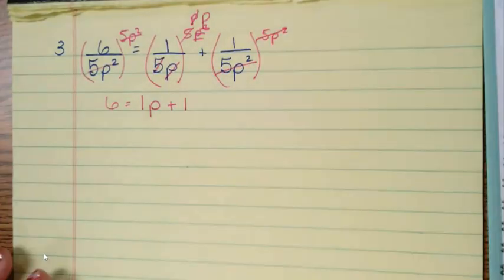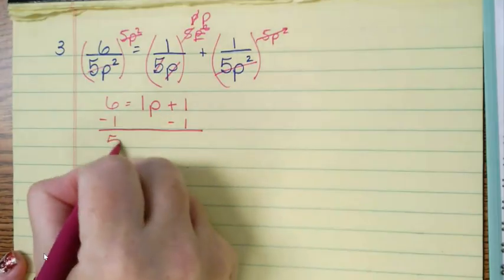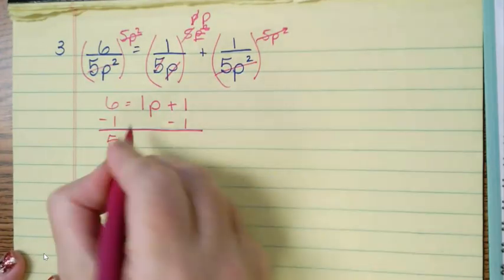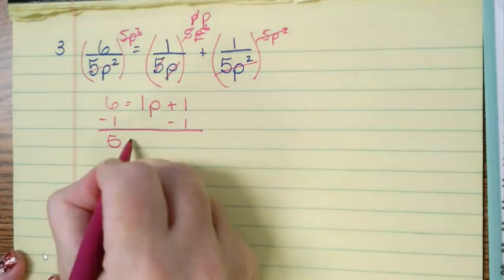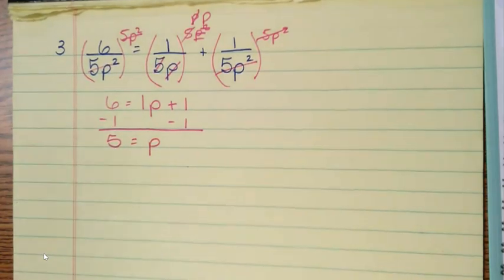And now it's kind of a simple little problem. Subtract 1, we get 5. Technically, that 1 times p is just plain old p, and there's your answer. Okay, that was kind of a fun one.